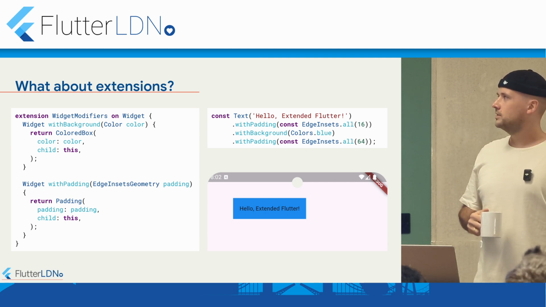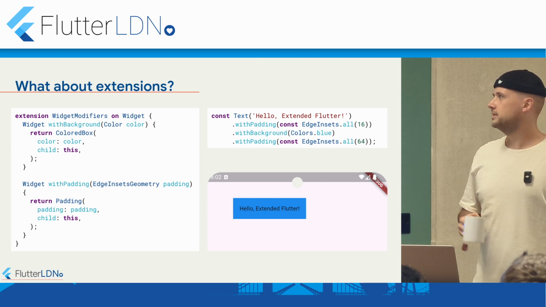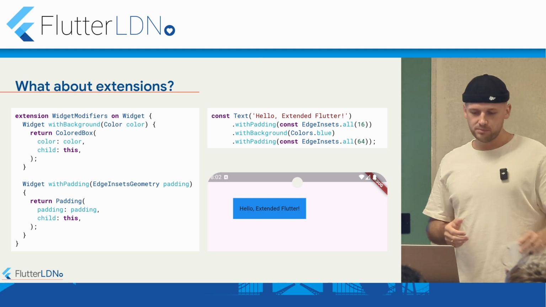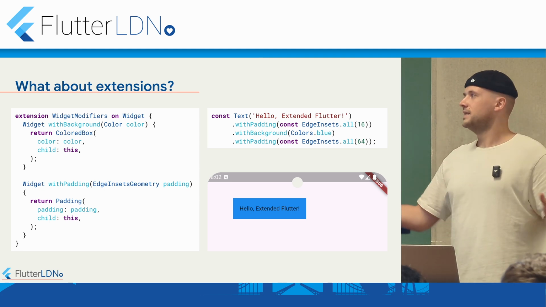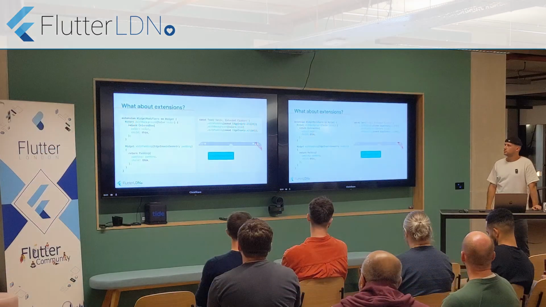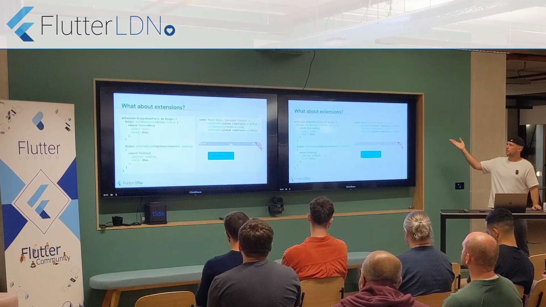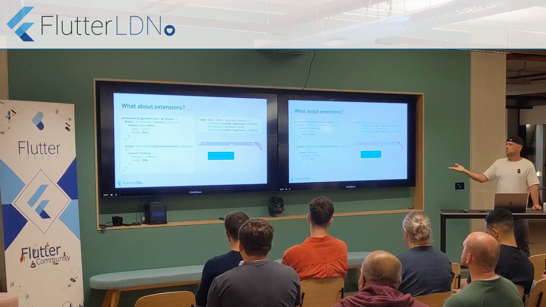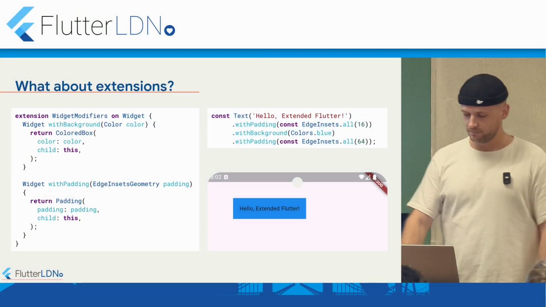Extension method on widget, adding background, just wrapping with colored box. Adding padding, just wrapping with padding. Easy, tidy, easily readable. And on the right, you can see the application, how it works. So just applying padding, background, and then padding again. Pretty neat, I would say.